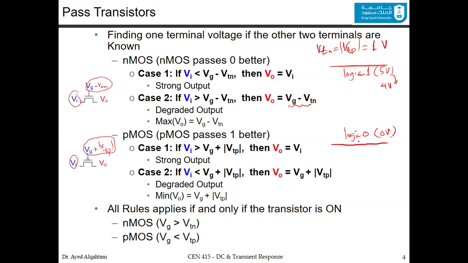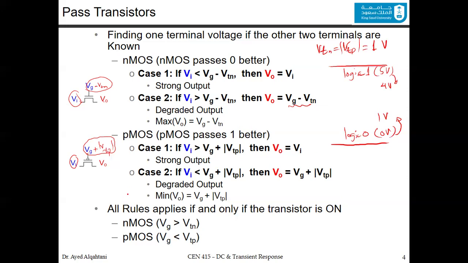Now, for logic 0, the degradation means that you are basically increasing the value of the 0 volt, because the PMOS works when the VG is equal to 0. So let's say that you have also in the input 0, so you have 0 here, and the VG plus the absolute value of the V threshold of P is equal to 1. So you compare 1 to 0, and the winner is the maximum value in the PMOS, which is going to be 1. So the degradation here is actually an increased value of the voltage, which is 1 volt here.